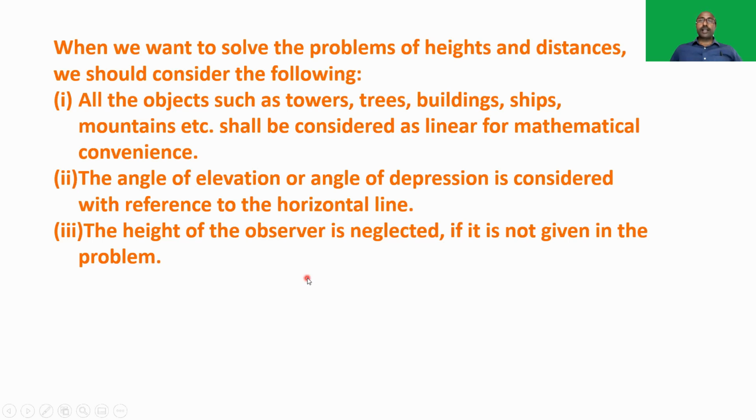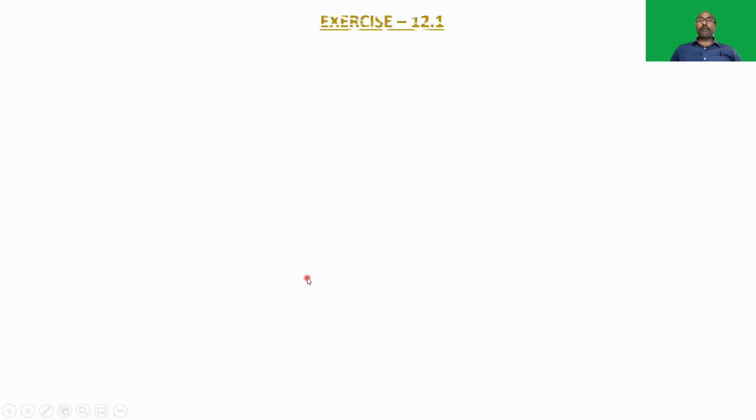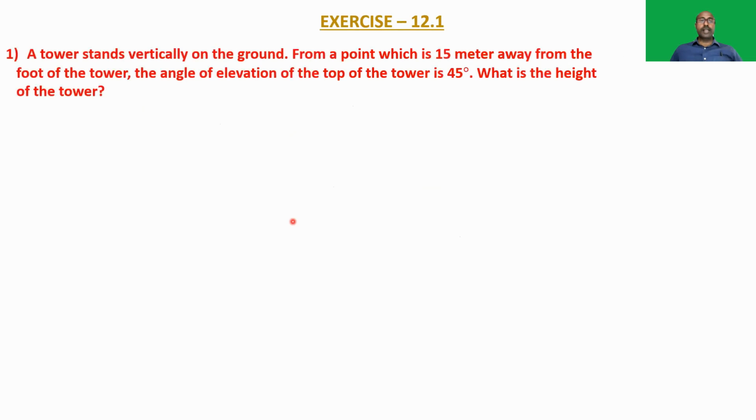So let us start exercise 12.1. First problem. A tower stands vertically on the ground. From a point which is 15 meters away from the foot of the tower, the angle of elevation of the top of the tower is 45 degrees. What is the height of the tower? This is the question.